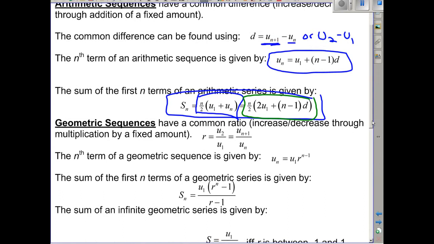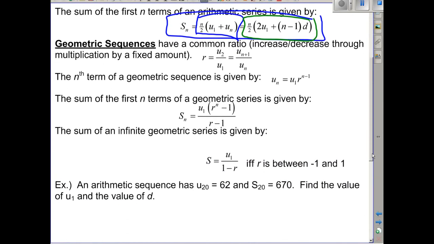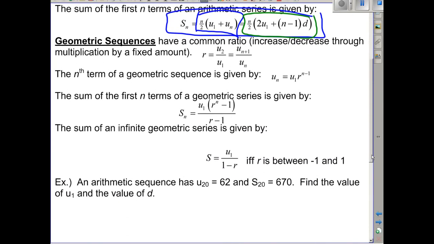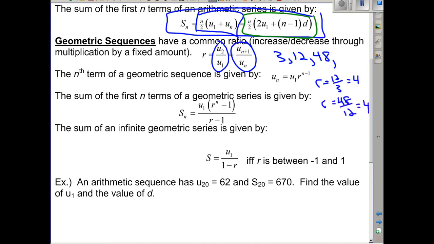Geometric sequences have a common ratio. That means they increase or decrease by multiplication by a fixed amount. And that fixed amount is called that common ratio. It's given by the second term divided by the first, or generally the n plus 1th term divided by the nth term. So if I have a sequence that goes 3, 12, 48, it seems like I'm going up through multiplication here. The common ratio would be 4, which I could find by 12 divided by 3 gives me 4. And I can verify because the third term divided by the second is also 4, or 48 divided by 12 is 4. So the common ratio in that case would be 4.